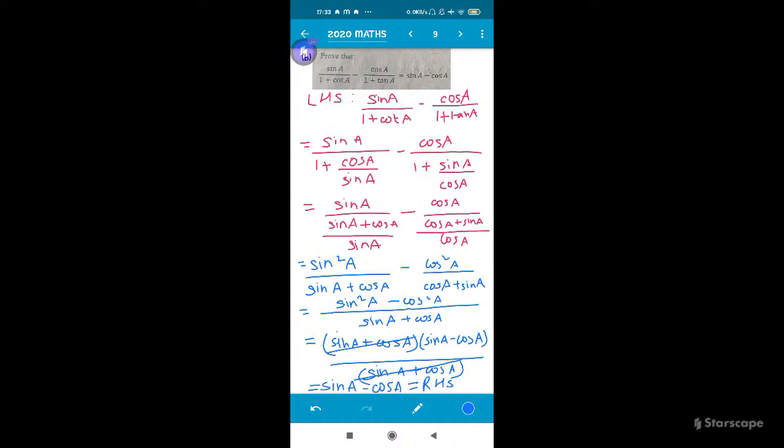So I hope it is clear to you. It is basic algebra. You just have to put the value of cot and tan and then you have to solve it like you would solve questions related to x and y. I hope this question is also clear to you guys.